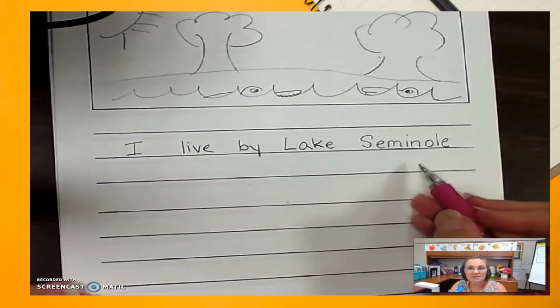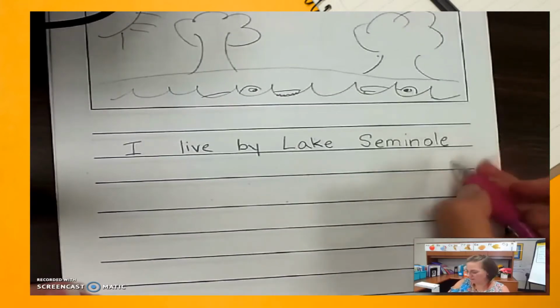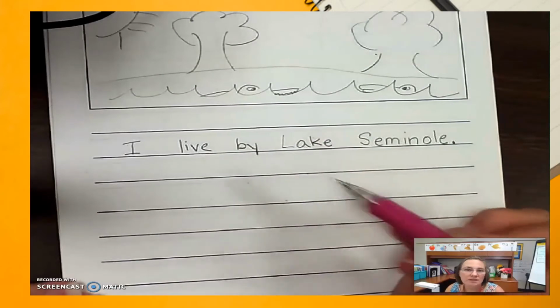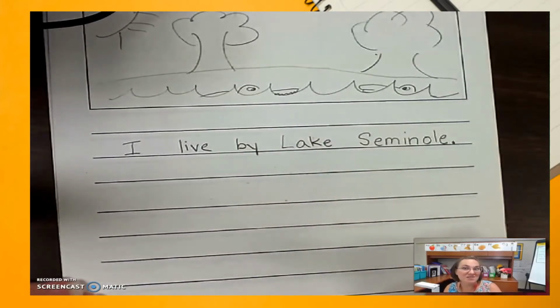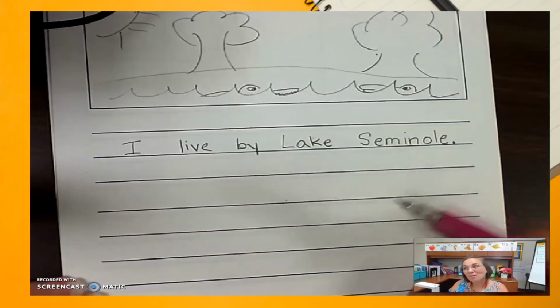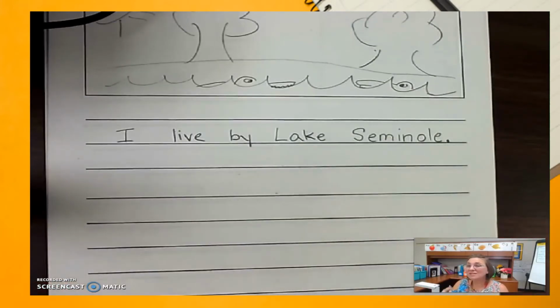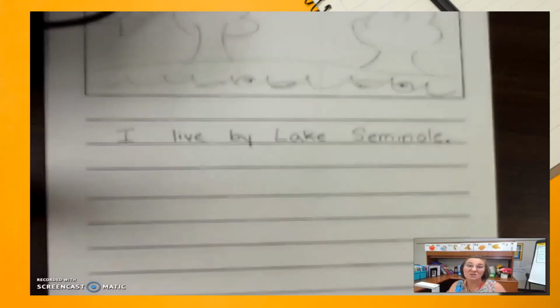That's the end of my sentence. I need to make a period. Great job. I live by Lake Seminole. Now I want to tell them about the alligators that I sometimes see in the water. So I would like to use some sort of describing words about the lake because the lake water is usually pretty dark. It's not bright blue like you sometimes see, but it's dark when I see the alligators. So I think I'm going to write, sometimes I see alligators sneaking in the dark water. So they know exactly what it looks like.